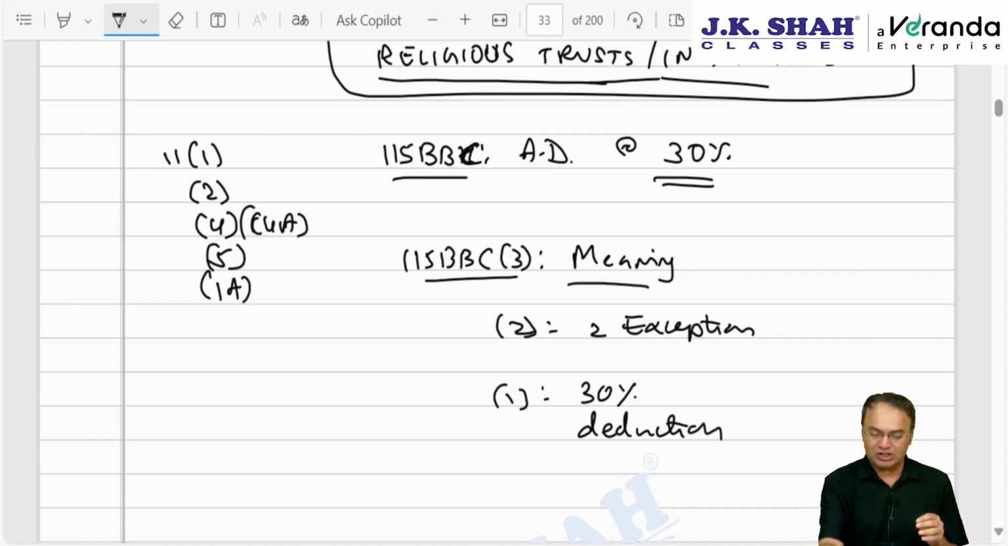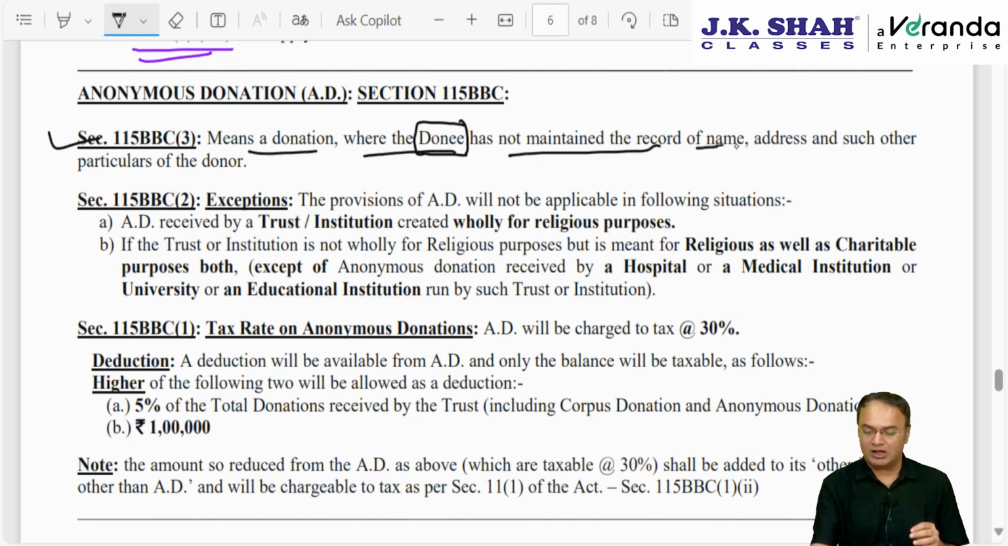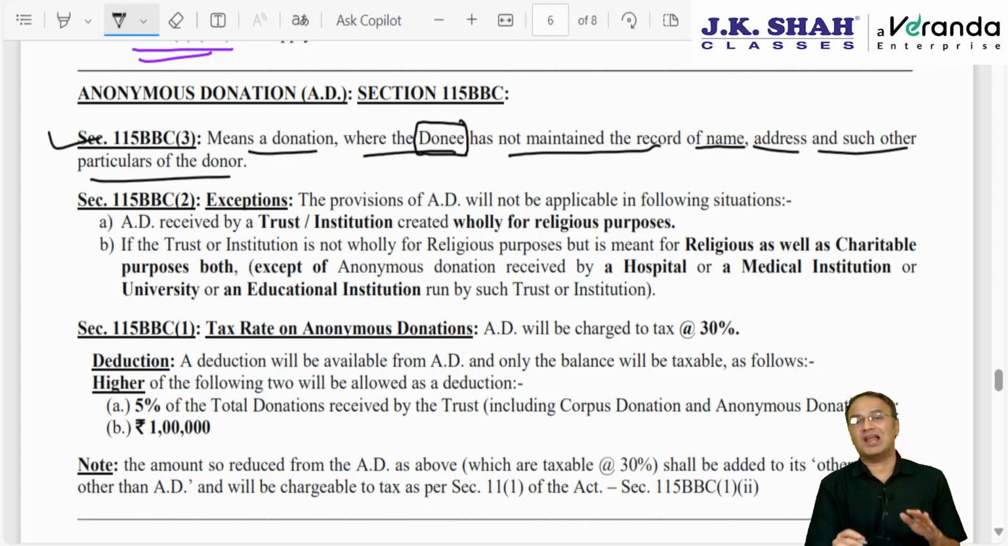So, starting with the meaning, what does it mean? Anonymous donation means a donation where the donee trust has not maintained the record of name, address and other particulars of the donor. The meaning is irrelevant, it will be given in the question that it is an anonymous donation, or if not given, you will understand it. The 2 exceptions are important. You need to understand only these 2 exceptions. Let me clarify before we proceed further that in these 2 exceptional cases, it does not say that anonymous donations will not be taxed at all.